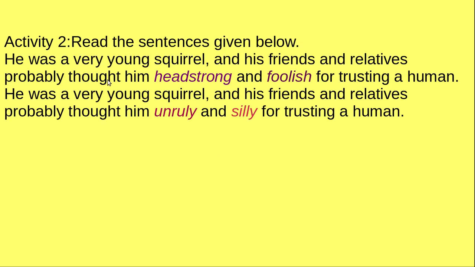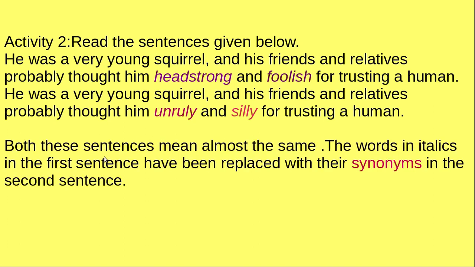Read the sentence. He was a very young squirrel, and his friends and relatives probably thought him headstrong and foolish for trusting a human. He was a very young squirrel, and his friends and relatives probably thought him unruly and silly for trusting a human. You see, this sentence and this sentence are the same. What's the difference? Instead of headstrong, here there is unruly. Instead of foolish, there is silly. That's the difference. Now, how can we relate these words?